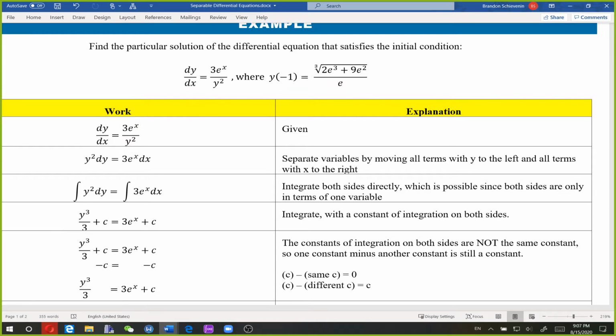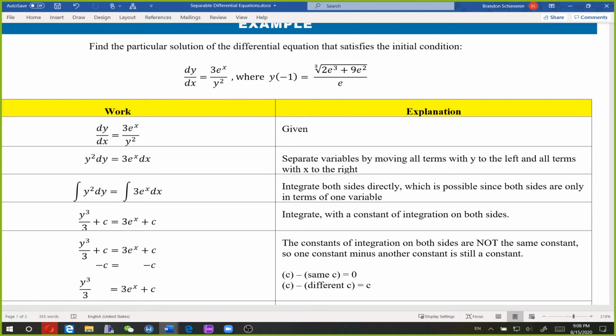Okay, now you'll notice on the left side is only y's, and on the right side is only x's. That includes for our derivatives. This is just dy, and this is just dx. So we've isolated our variables completely. That means we can integrate normally. Only for the left side I'm integrating in terms of y, and for the right side I'm integrating in terms of x.